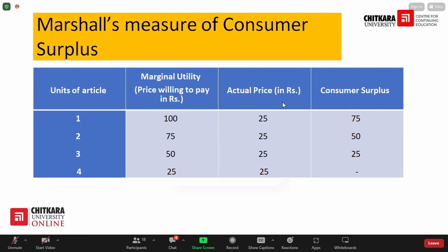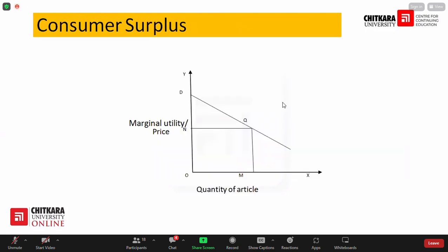This is your surplus. You want to purchase a second product. The actual price of this product is 25 rupees, but you are ready to pay 75 rupees for it. So what is happening? It means you are getting the benefit of 50 rupees. It is your surplus. Similarly for the other products, this is the diagram available over here.